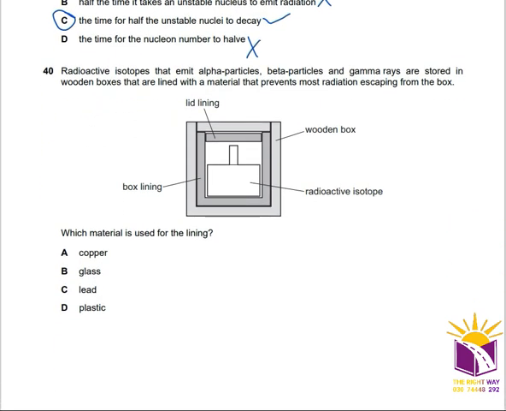Radioactive isotopes that emit alpha particles, beta particles, and gamma rays are stored in wooden boxes. They are lined with a material that prevents most radiation escaping from the box. Which material is used for this lining? We know that lead is used for this purpose. A few millimeters or centimeters of lead sheet can also stop gamma rays. So we are going to use lead.